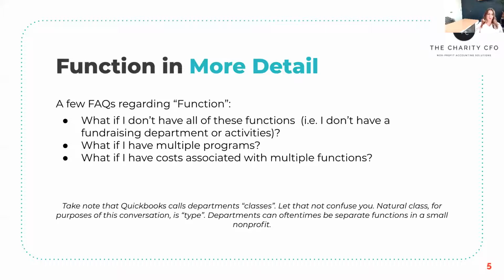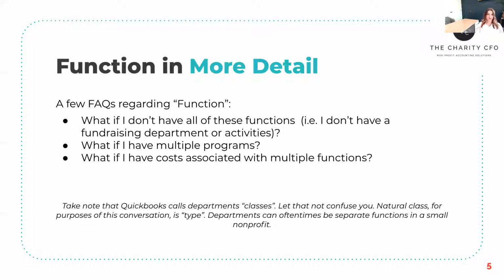Another question is, what if I have multiple programs? So Tasha, you said that program is a function, but what if I have multiple programs? So what does that look like? I'll show you an example. That's totally fine. And really it's up to the organization how expanded they want this schedule to look. I'm going to show you some examples of functional expenses, but it's totally fine to have multiple programs. Just know that program is a function as defined by the IRS and the Financial Accounting Standards Board, or FASB. I call it the accounting gods, right? They make all the guidance for that.